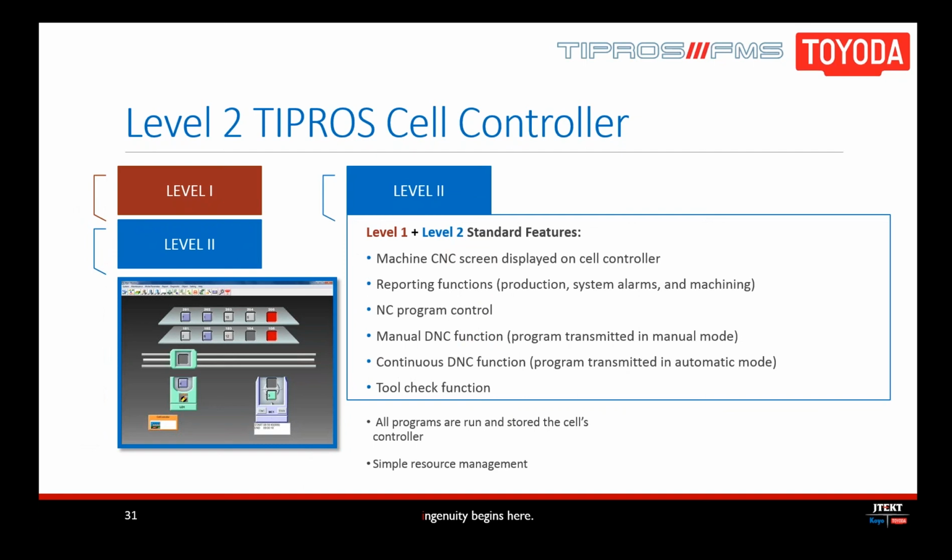One thing about this, all our programs reside in our cell controller. So DNC will transfer all programs from the cell controller into the CNC machine. Also, we have what we call alarm replenishing. We can recover alarms from the screen. And we have full report checking here.